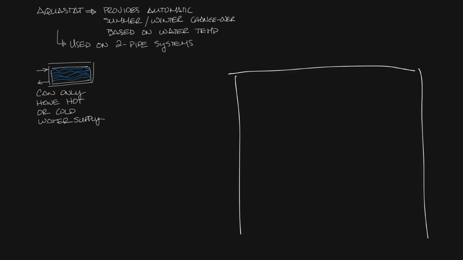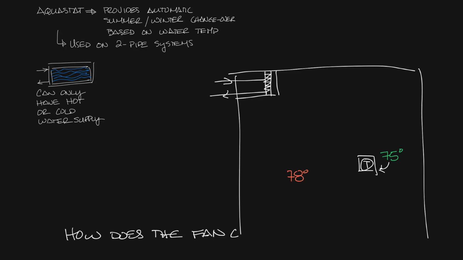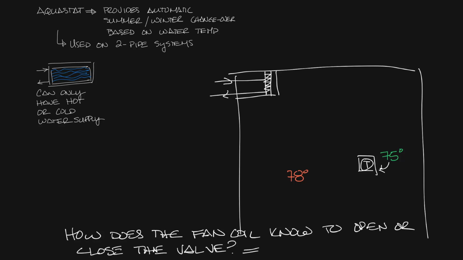Let's say that you have a space with a fan coil in it. It's your water coil, and it's a two-pipe system. You have a thermostat on the wall, and your set point is 75 degrees. Now let's say that the space temperature is 78 degrees. How does the fan coil know whether it should open or close the valve? The answer is it knows by the water temperature because of the aquastat.